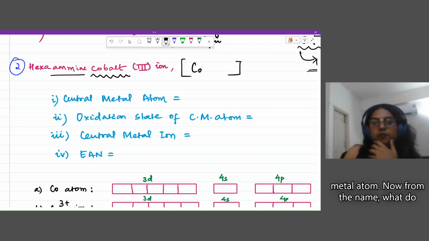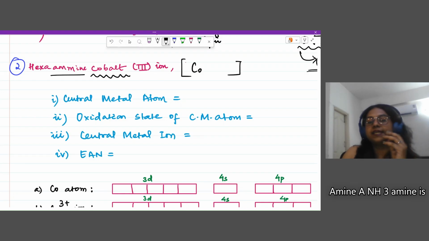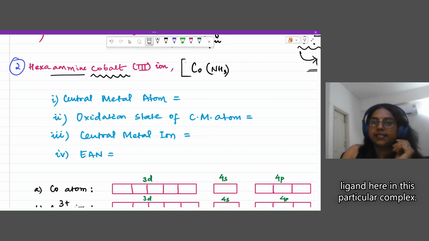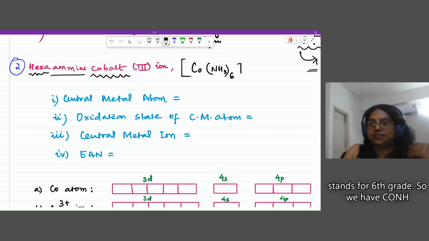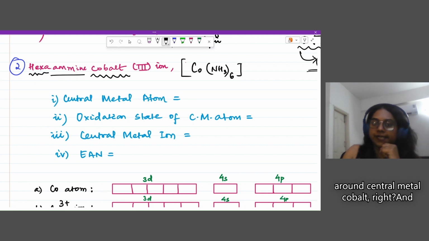Now, from the name, what do you think the ligand would be? I mean, ammine, NH2. NH3. Ammine is ammonia. So we have NH3 as our ligand in this particular complex. And how many of them would there be? Hexa, six. Hexa stands for 6. Great. So we have Co(NH3)6, six ammonia ligands coordinated around the central metal cobalt, right?